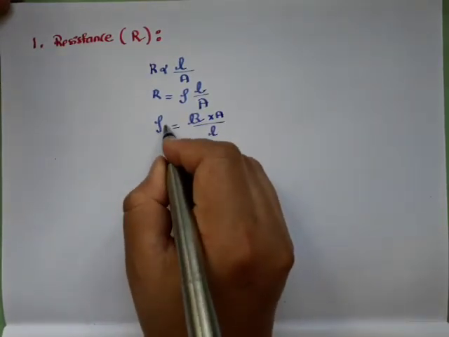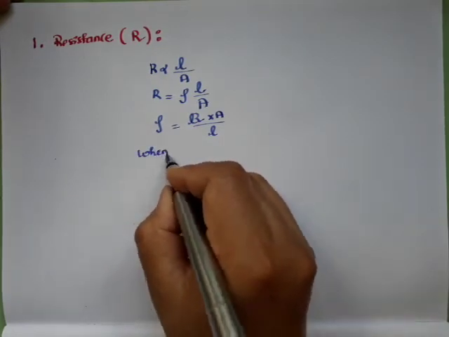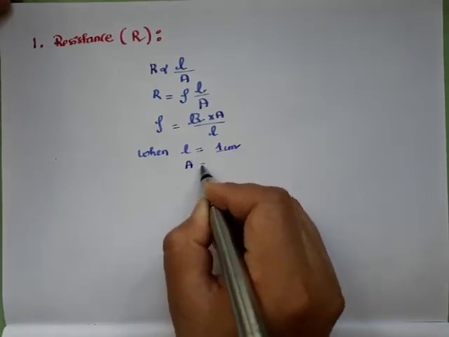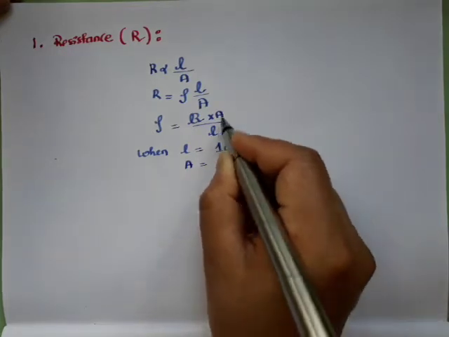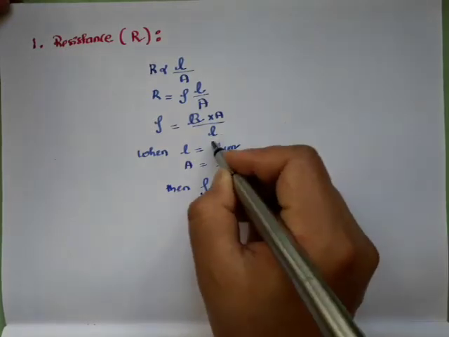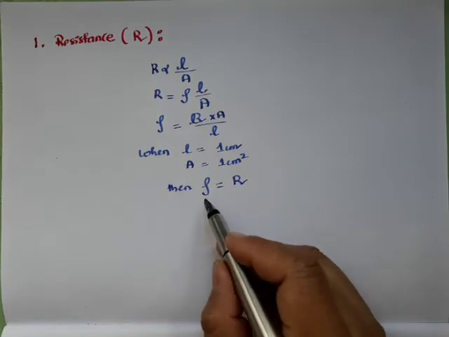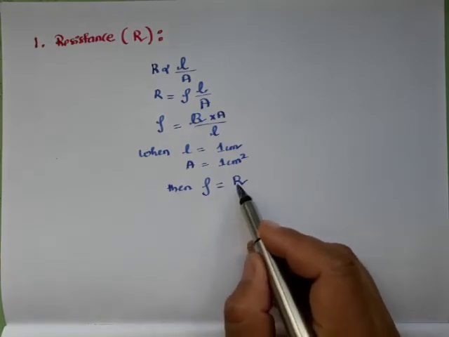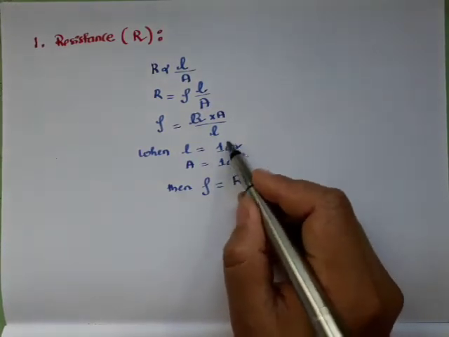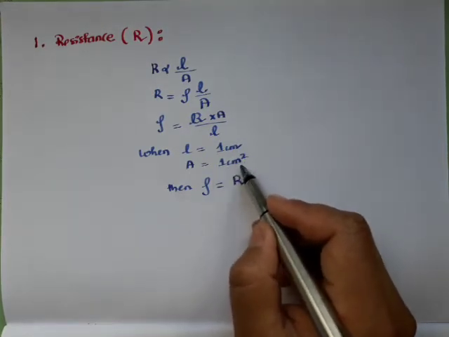Now let us define this resistivity, or constant of proportionality. When the length is 1 centimeter for a substance and its cross-sectional area is 1 centimeter square, what would be your rho? It will become equal to R, the resistance. So how to define rho? Resistivity is the resistance offered by a substance of 1 centimeter length with cross-sectional area equal to 1 centimeter square, right?